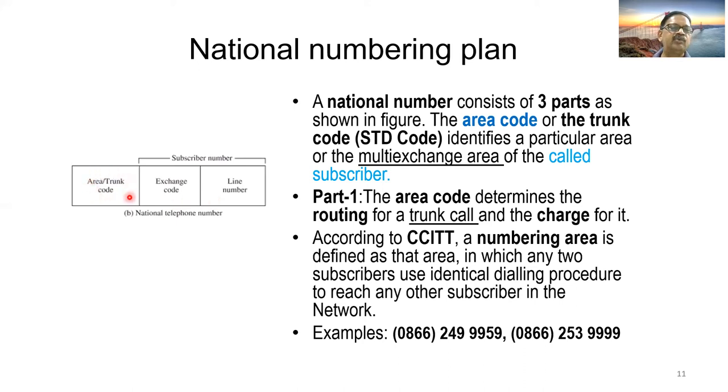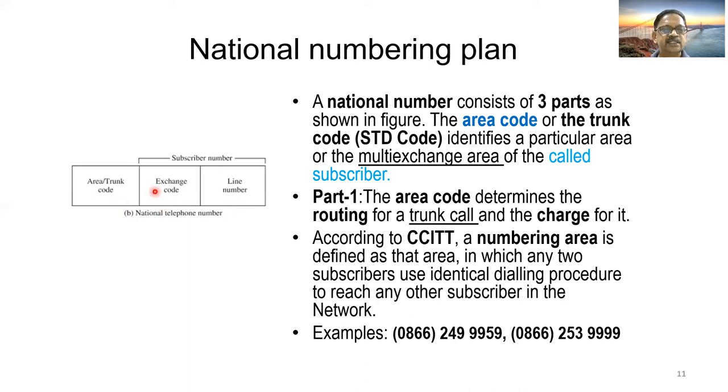One is the area or trunk code. This is the STD code. For example, for Vijayawada it is 866, as I have shown in the earlier example. Then the exchange code. That means, if I say there are 15 exchanges in Vijayawada, to which exchange I am connected. This is the exchange code. Then this is the line number. Within this exchange, what is my line number?